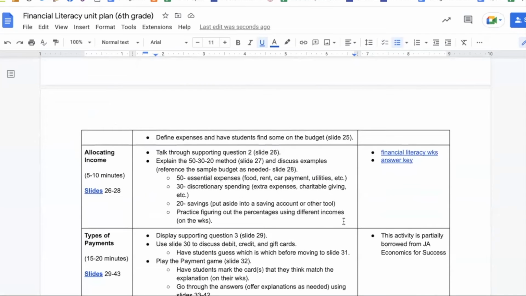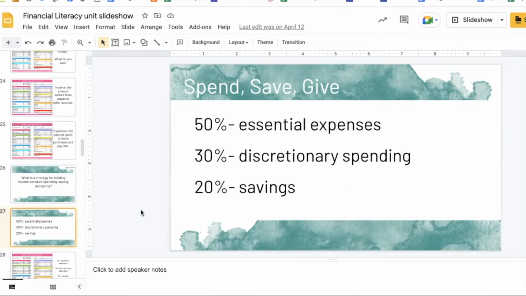Then we're going to talk through the idea of allocating income with the 50-30-20 method. 50% should be spent on the essentials. 30% is for discretionary spending, and 20% is for savings. So if we have $100, $50 should go towards food, shelter, clothing, and health. $30 would go towards discretionary, so this would be our entertainment or more of our wants. And $20 would need to go into our savings account.